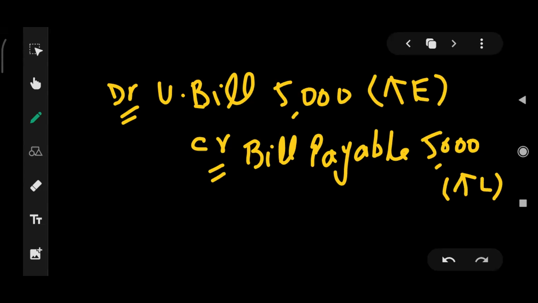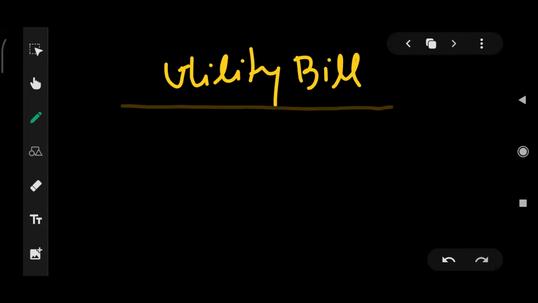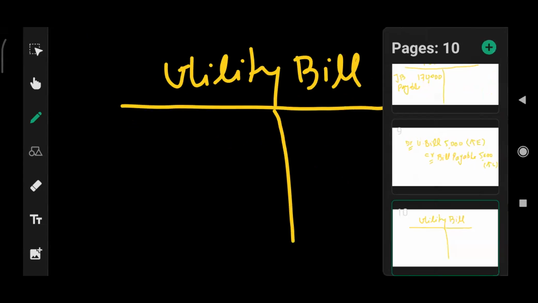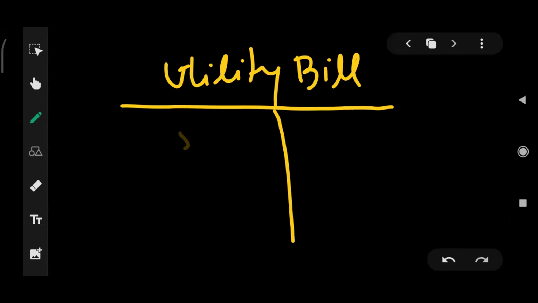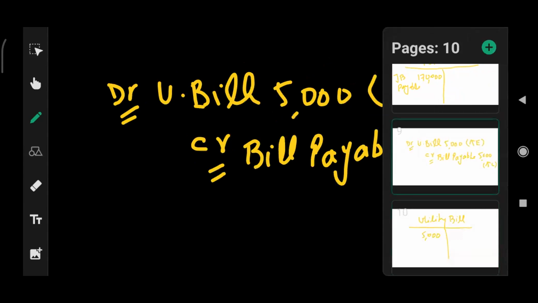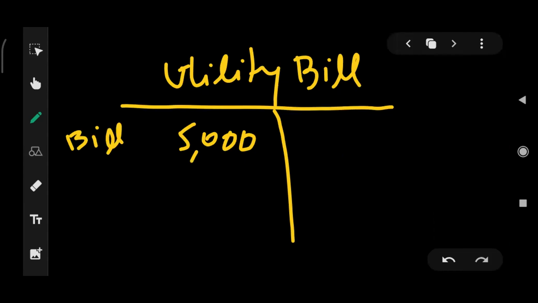First of all, it's debit utility bill. I will open an account of utility bill. So let's add another page and open an account of utility bill. Yeah, it's an expense account. I will open this account and the transaction is debit utility bill 5,000. So I will record 5,000 on the debit side, and what is on the credit side? It's bill payable. So I will write bill payable with it.